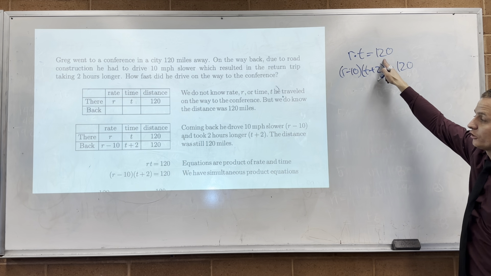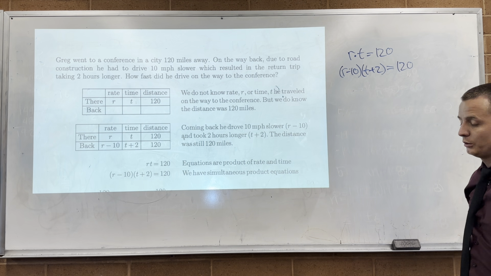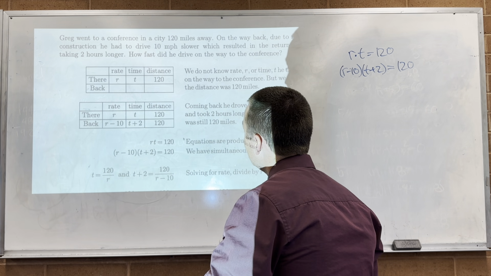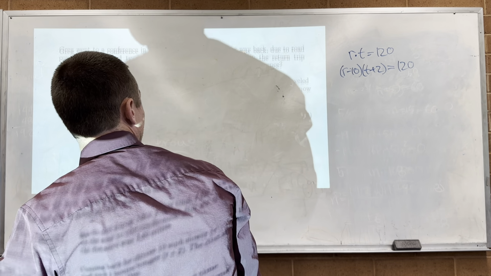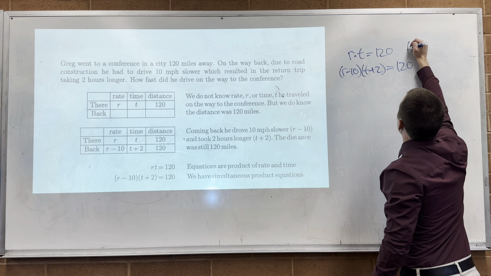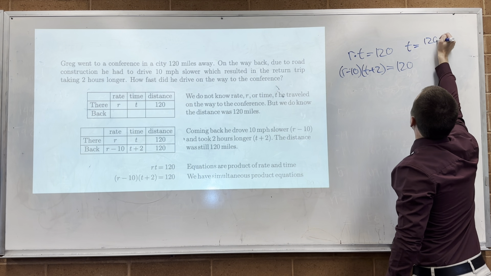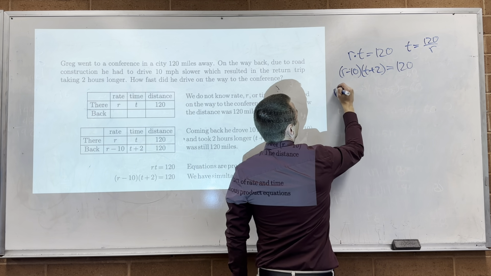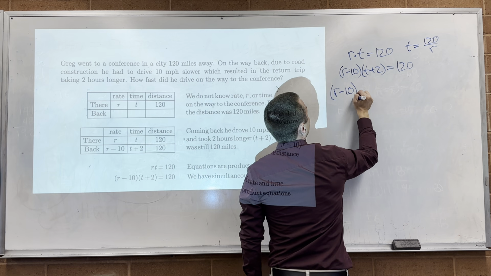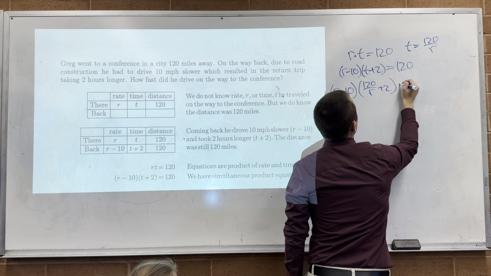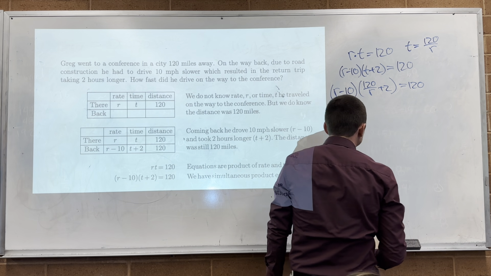We use one equation to solve for one number, substitute into the next equation. Just see which way the author went so we get the same number as him. He started out by solving for t. So we'll solve for t up here, substitute it in down there, and go on our way. So t is equal to 120 over r. We'll plug that in down here, see what we get. So we have r minus 10 times t plus 2 is equal to 120.